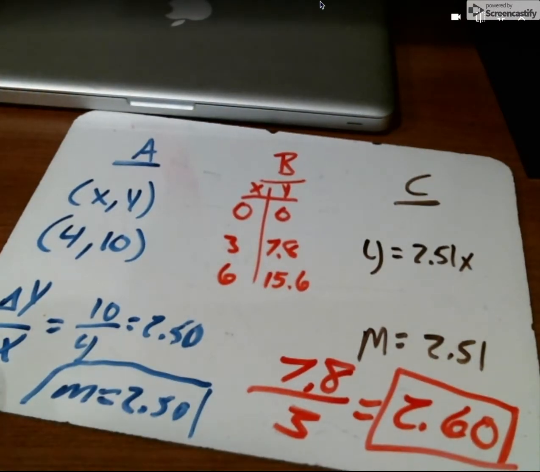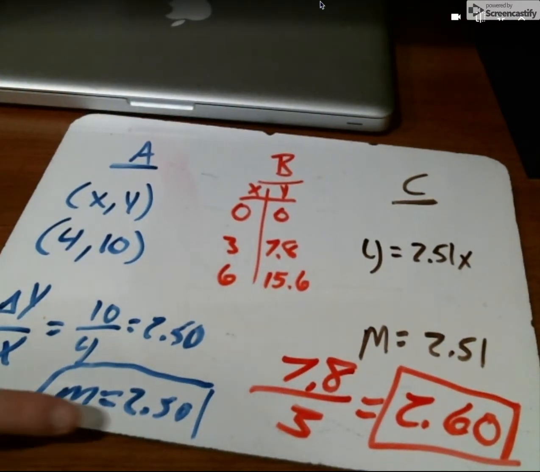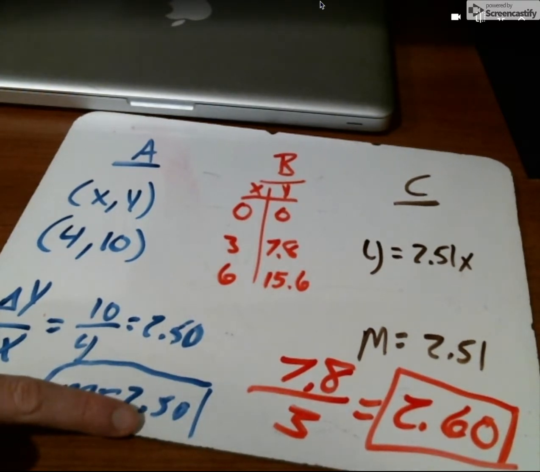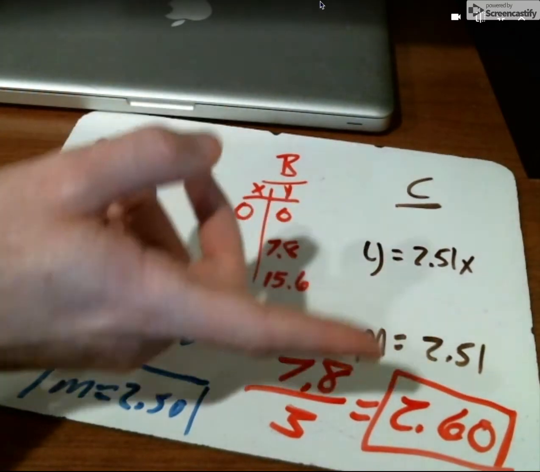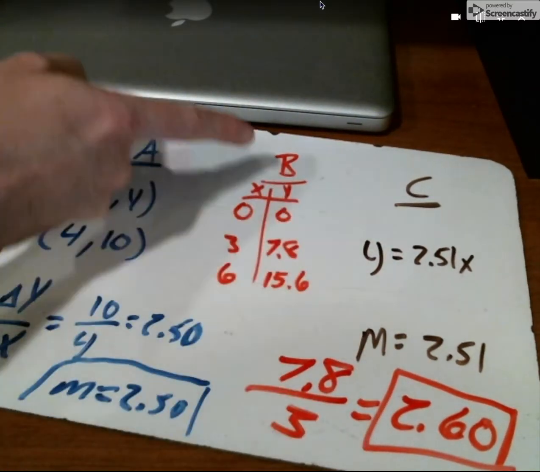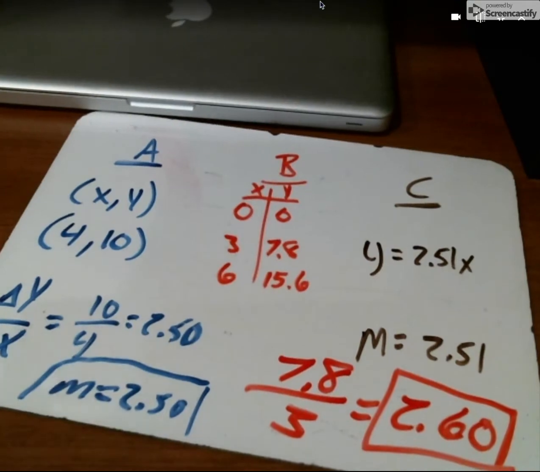So that helps us see what's the smallest. Relationship A has a unit rate of 2.5, then relationship C at 2.51, and the biggest slope or the biggest unit rate was relationship B at 2.60.